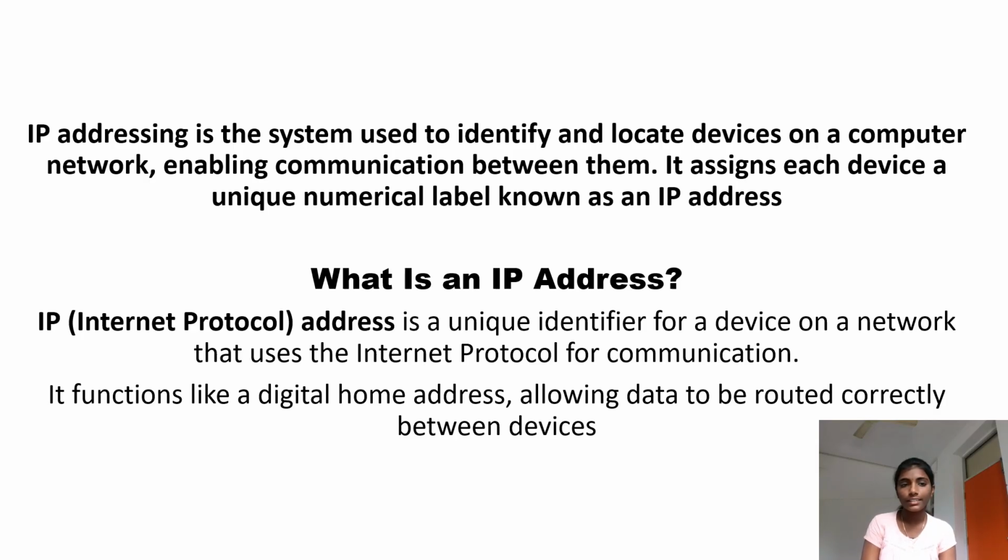What is an IP address? IP is an Internet protocol. Address is a unique identifier for a device on a network that uses the Internet protocol for communication. It functions like a digital home address, allowing data to be routed correctly between the devices.